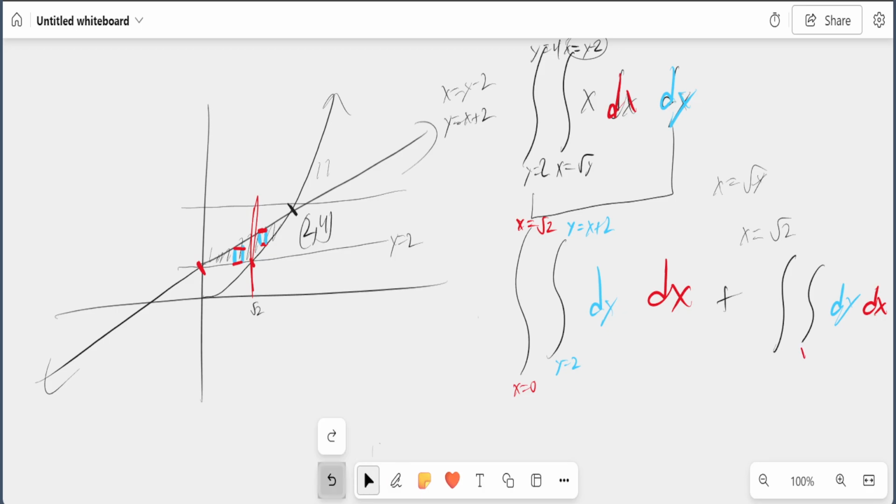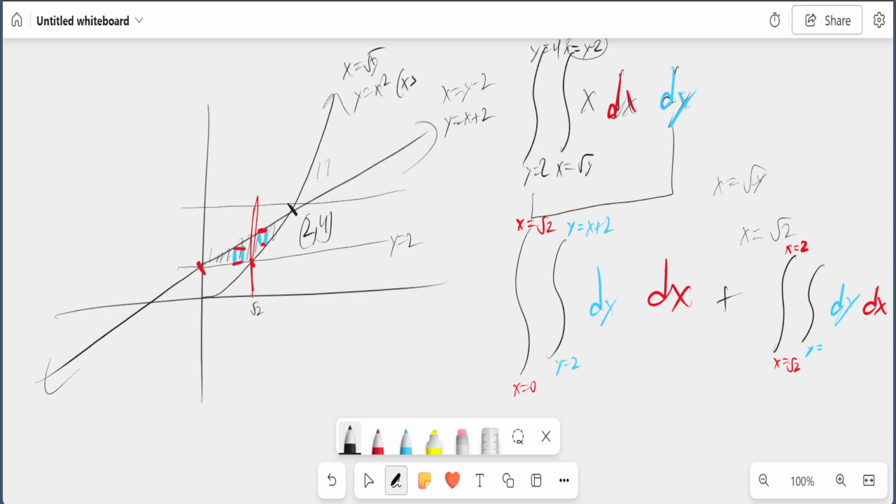So x, that's the outer one. x is equal to root 2 all the way to x is equal to 2. And then we add up dy's from y is equal to, I should write these out. x is equal to root y, so y is equal to x squared. Implicit domain restriction of x is greater than or equal to 0, but it doesn't matter since we're only working in this quadrant anyways. So y is equal to x squared all the way to y is equal to x plus 2. Okay, so we successfully switched the bounds.